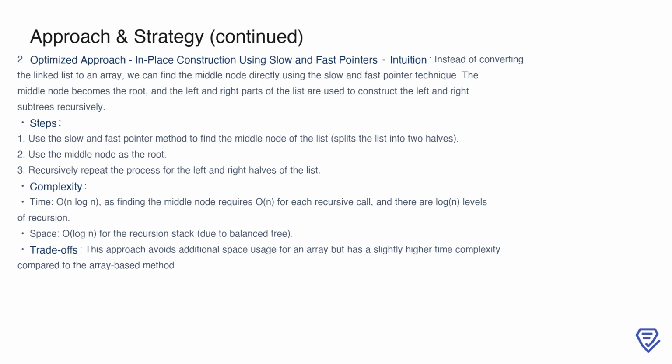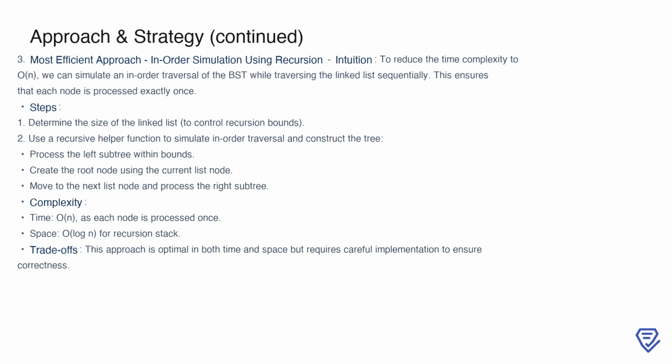While this method eliminates the need for extra storage, the slightly higher time complexity compared to the array-based approach is a trade-off to consider. The most efficient strategy for solving this problem is the in-order simulation approach, which reduces the time complexity to O(n). The key insight here is that we can simulate an in-order traversal of the BST while traversing the linked list sequentially. This eliminates the need for random access or multiple passes.